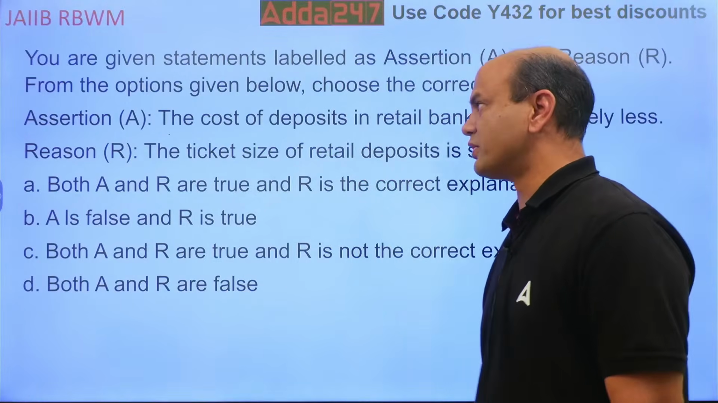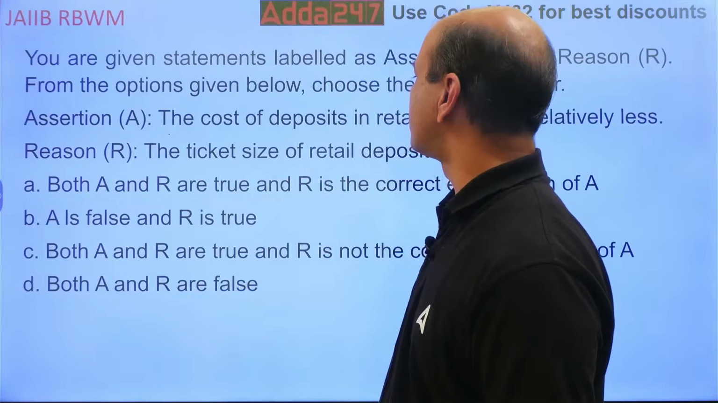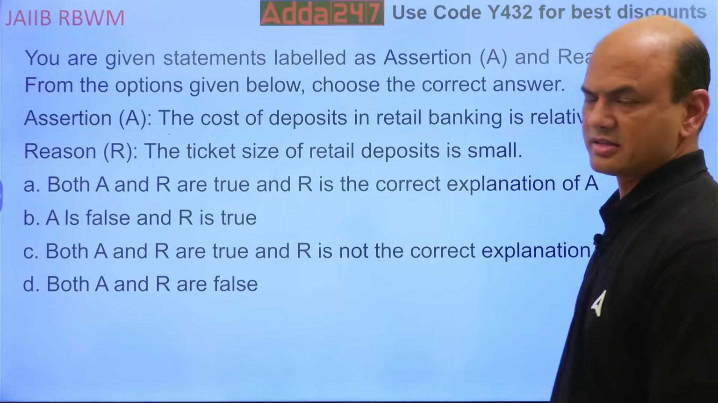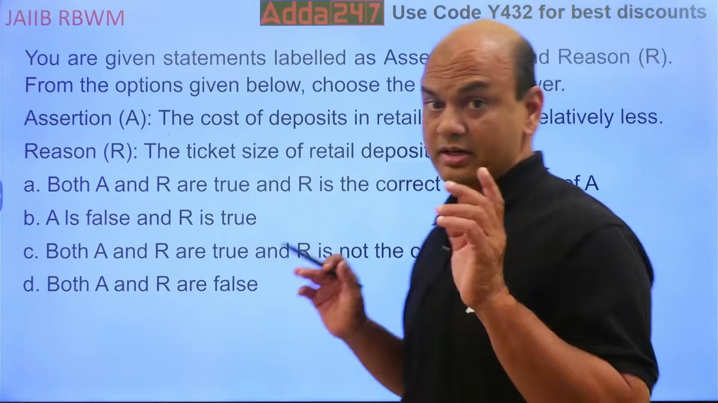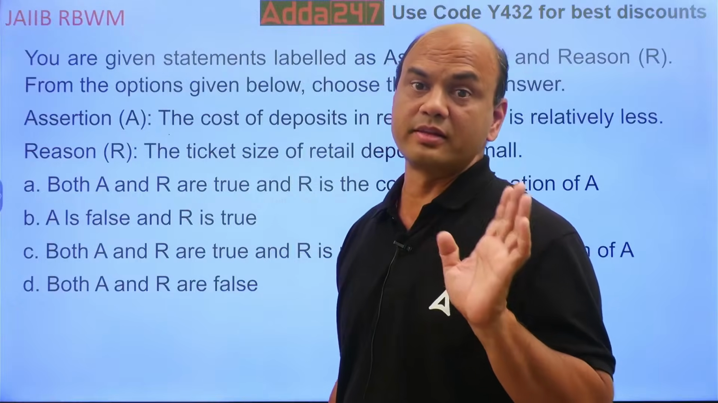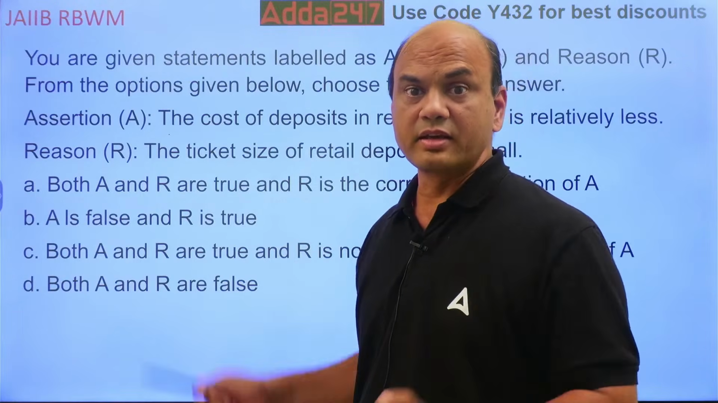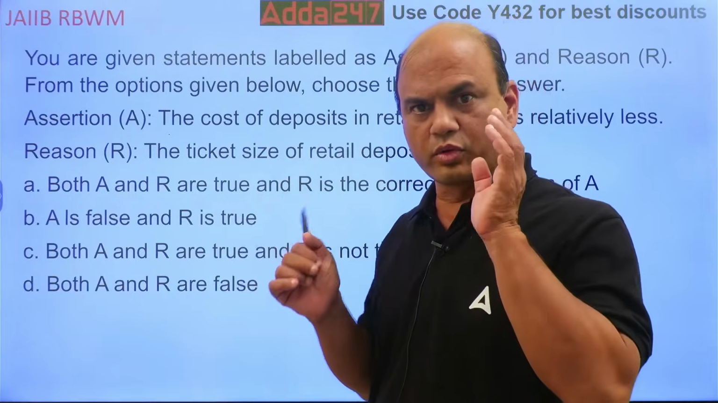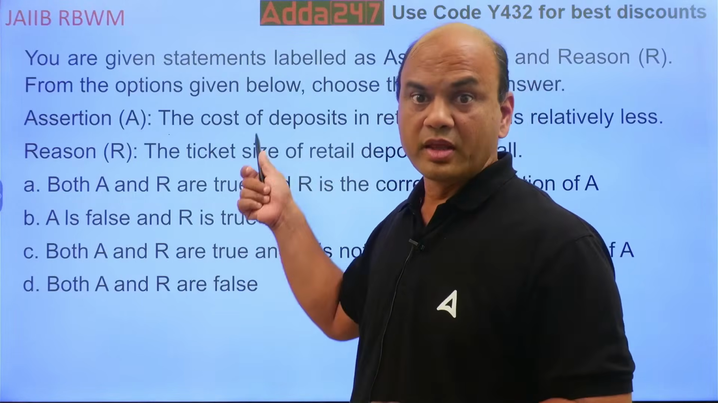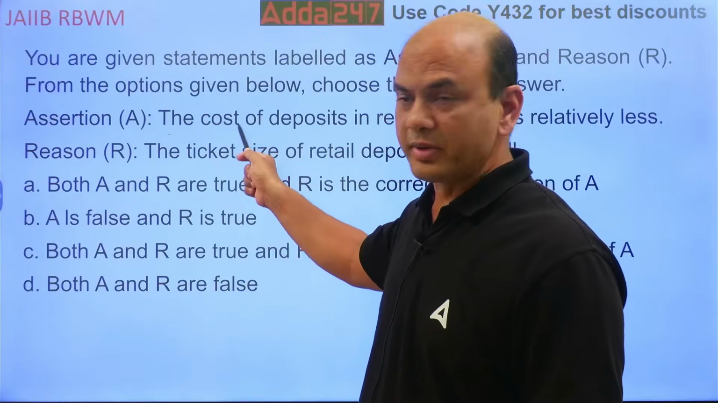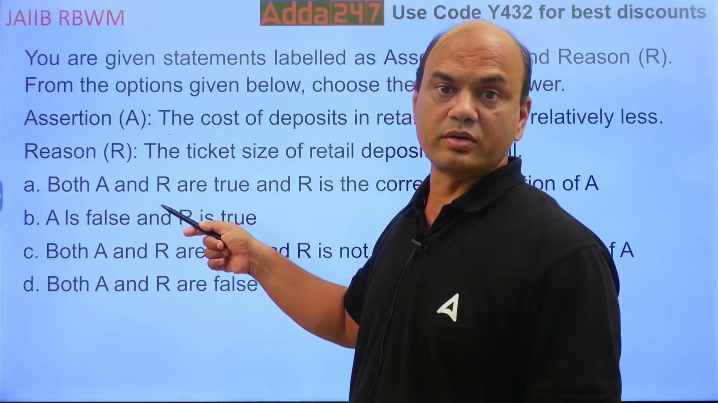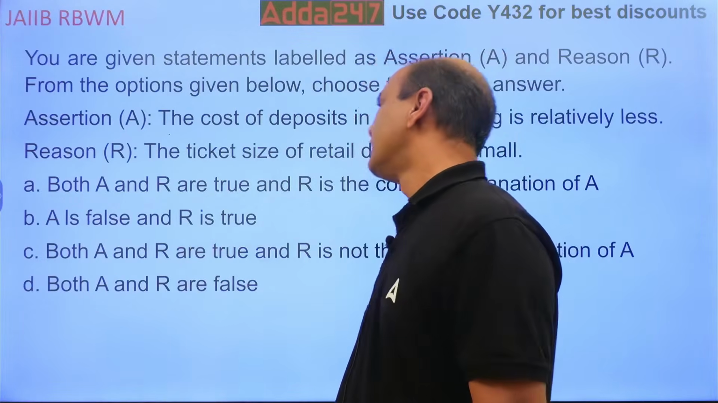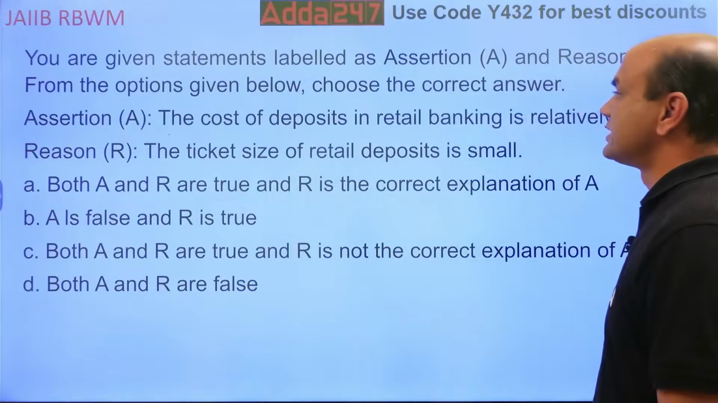So what is the assertion? What is the statement given? The cost of deposits in retail banking is relatively less. Don't think from your angle, and don't apply your own logic over here. Look at the statement and the reason, whether they are matching or not. And what is the reason given? The ticket size of retail deposits is small.